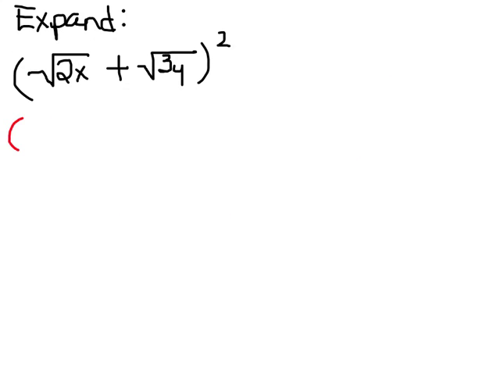Alright, so let's write this out in long form. Square root of 2x plus square root of 3y. And then we'll do that times itself.